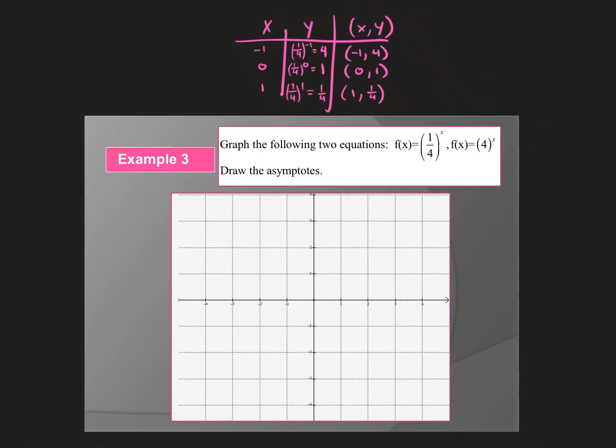So I'm going to go to the left 1 and up 4. Stay at 0, go up 1, and go to the right 1, up 1/4. And then I can connect my dots. With our graphs, unless we have a shift going up or down, we're not going to cross y is equal to 0. So that's our horizontal asymptote. So there's our graph for 1/4 to the power of x.